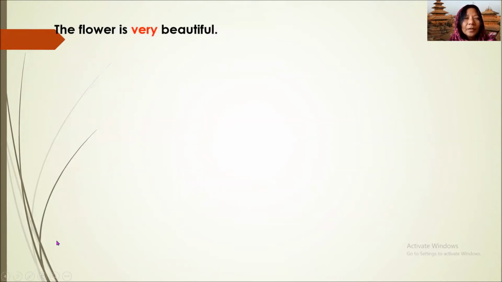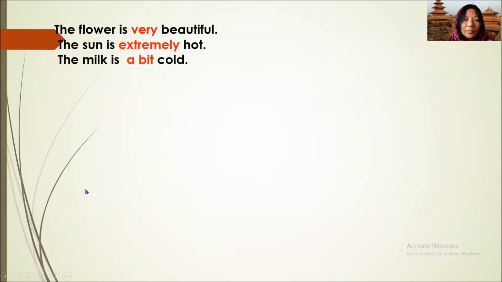Next examples again. In these sentences: the flower is very beautiful. The sun is extremely hot. The milk is a bit cold. Which words are adverb of degree here? Very, extremely, and a bit. And what are beautiful, hot, and cold? They are adjectives. Here adverbs come with the adjectives. So how much is the flower beautiful? Very. How much is the sun hot? Extremely. How much is the milk cold? A bit.